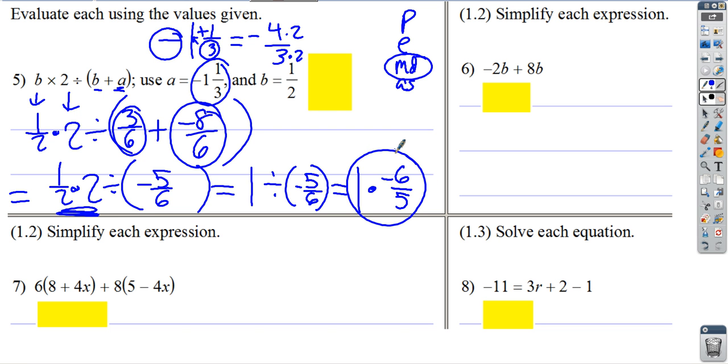1 times that number is just that number. It's just negative 6 over 5. All right, number 6, 7, and 8, we have to simplify, or 6 and 7 at least, we have to simplify these by doing what's called combining like terms.